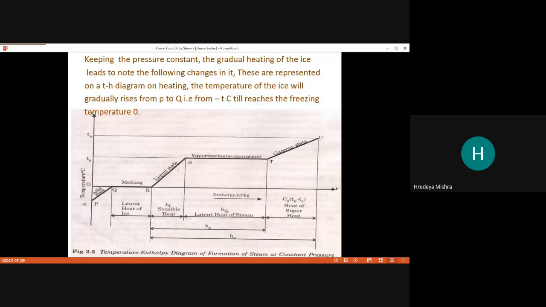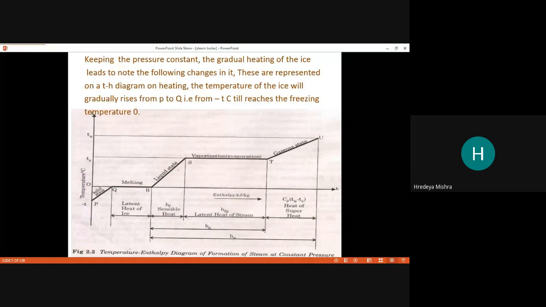So what are these three stages? These three stages are ice, that is the solid state, water, that is the liquid state, and steam, that is the gaseous state.